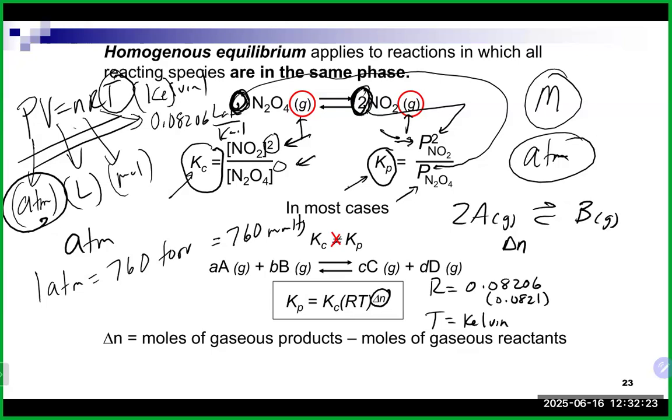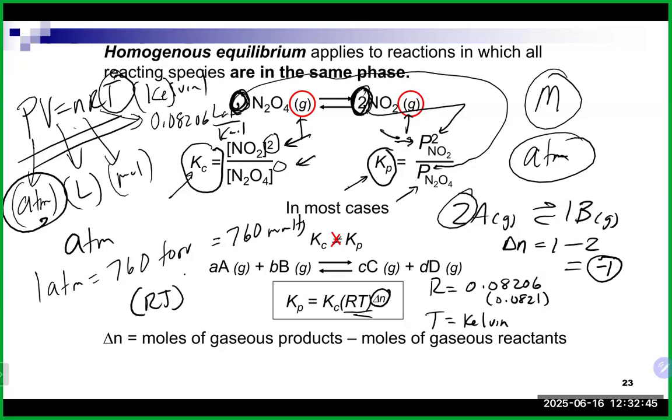How many gas molecules are there on the product side? 1. There you go. And on the reactant side, there are 2, right? 1 minus 2 here is -1. That negative is quite important mathematically speaking when you do this part of your calculation.